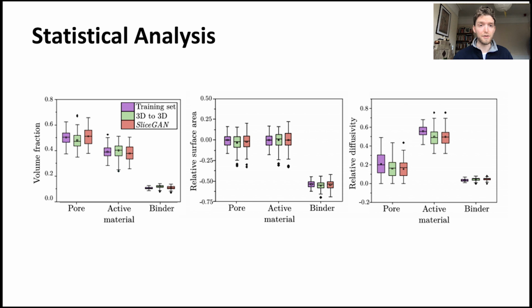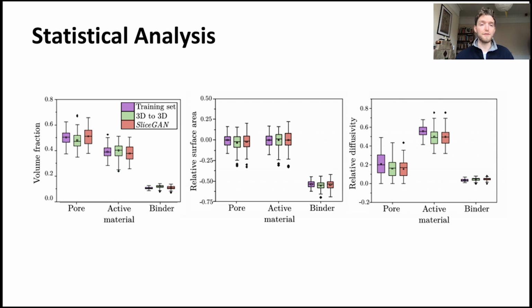So here are some of those statistical analyses of the properties of our lithium-ion real training sample versus our lithium-ion generated synthetic sample. And you can see that in general, the properties in terms of volume fraction of the different phases, the surface area of those different phases, and then relative diffusivity, which is a measure of how easy it is for lithium ions to percolate through that material and intercalate into the lithium, all agree very well between the training data, the SliceGAN version, and also in the middle of each of those sets, we have a 3D to 3D GAN just for comparison purposes. So hopefully these results show that SliceGAN is able to reconstruct materials relatively accurately, at least in the cases that we've shown.